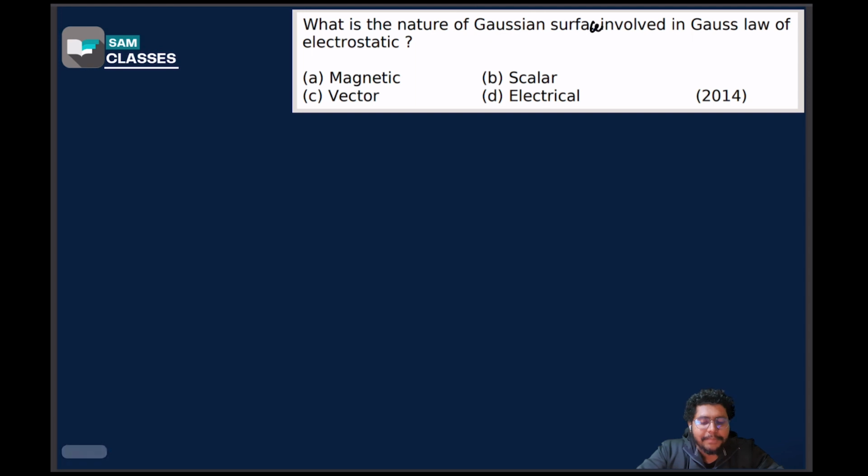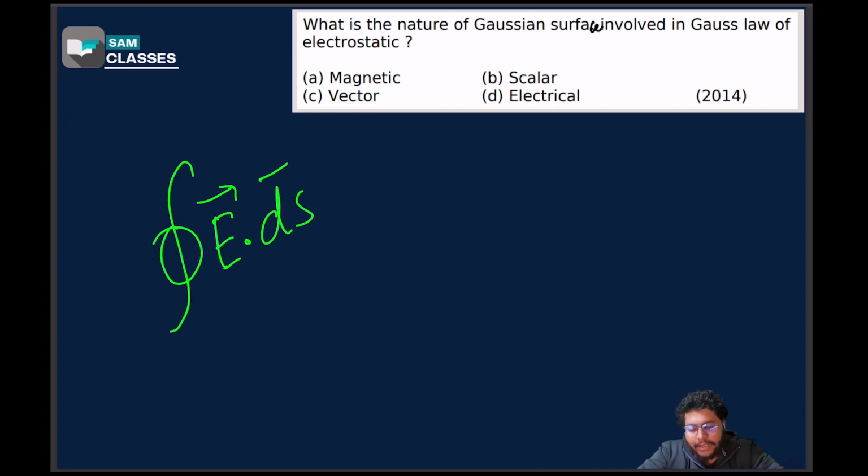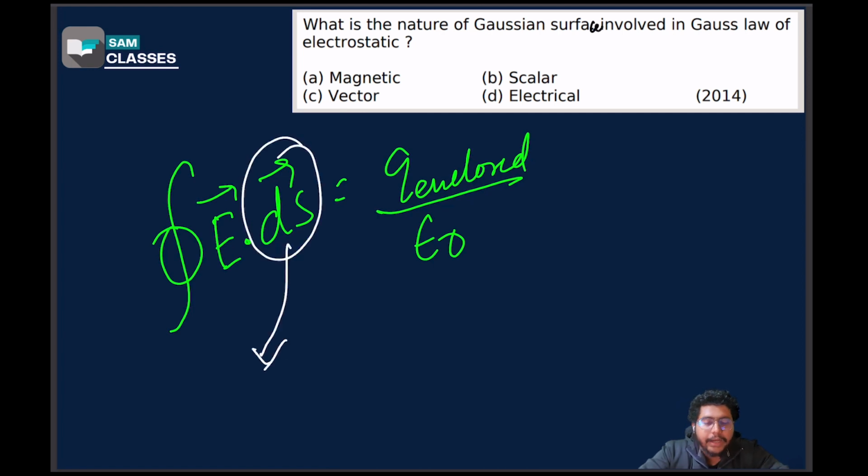In the next question, a very simple one: what is the nature of the Gaussian surface involved in the electrostatics law? We know what Gauss law is. You should know it. Surface integral E dot ds is equal to what? Charge enclosed by epsilon naught. So what they are asking is, for the Gaussian surface, is it electric, is it magnetic, is it vector, is it scalar? If you see ds vector, there is a vector sign above it. It's a vector quantity, that's it.